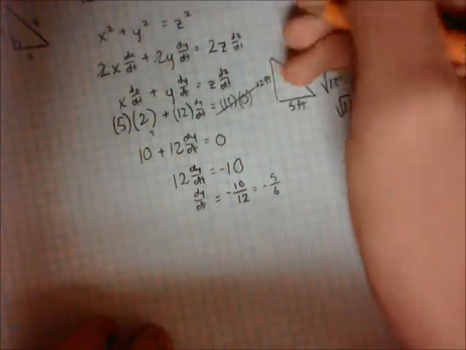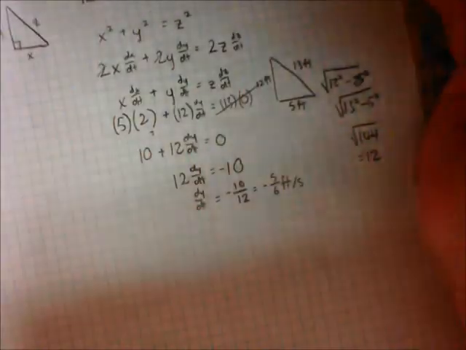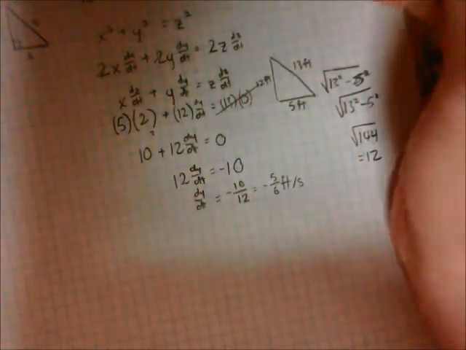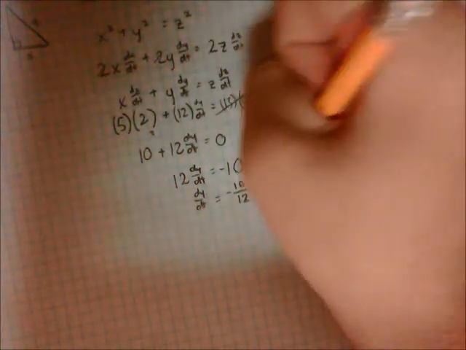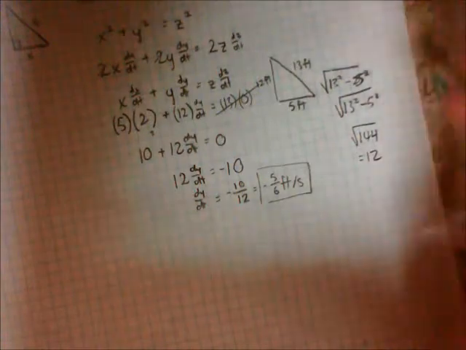5 over 6. And if you think about it, it makes sense that it's negative because the rate is making the y value go downwards. So the ladder is falling, the top of the ladder is getting closer to the ground. Absolutely. So there you go.